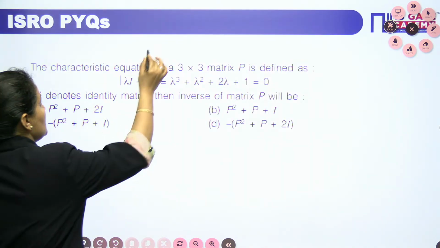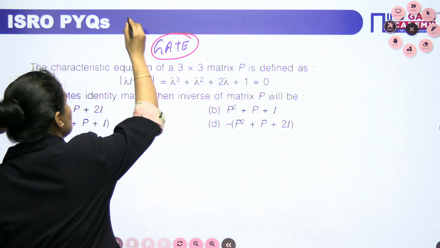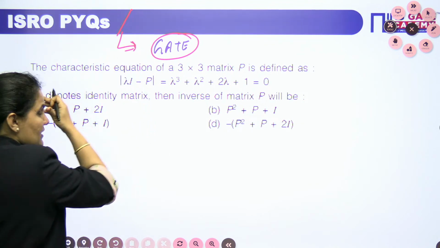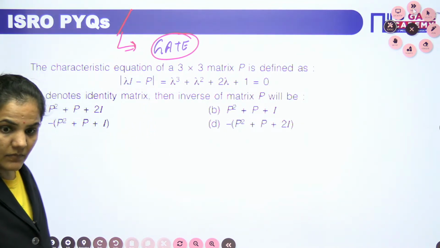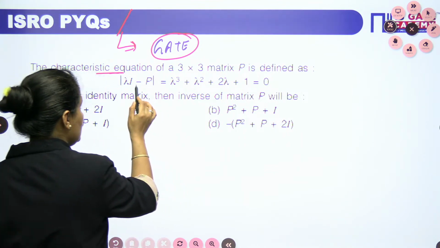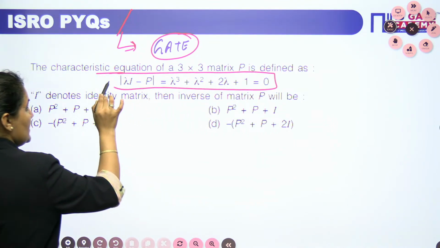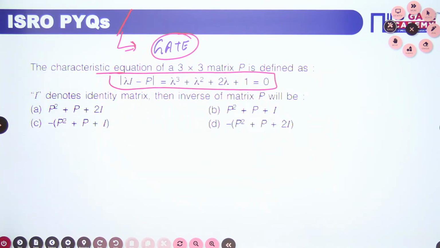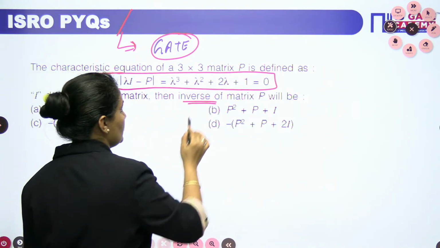Okay, now let's go for the next question. This is a GATE question, literally I will say this is a GATE question. So what is the question? The characteristic equation of a 3 cross 3 matrix P is defined as determinant of lambda I minus P equals lambda cube plus lambda square plus 2 lambda plus 1 equals 0. I denotes the identity matrix, then the inverse of matrix P.